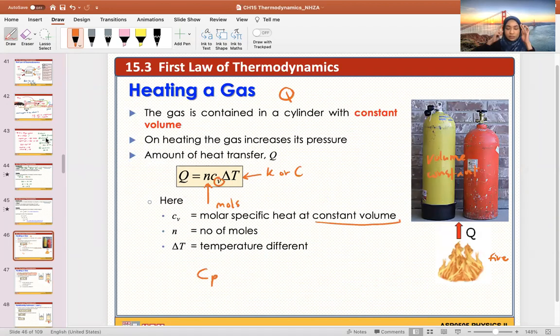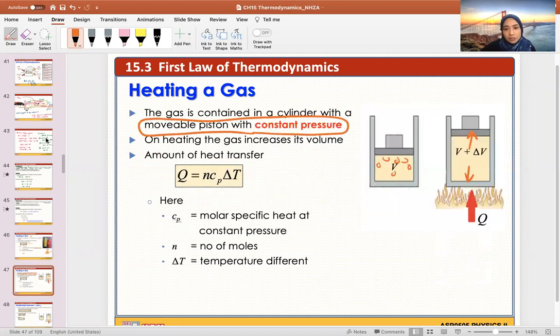So here we don't use CV. The volume obviously changes. CV is only for constant volume. When you have a volume that changes, do not use CV, obviously. So you use CP. Q equals NCP delta T. CP is the molar specific heat at constant pressure, N is the number of moles. Delta T can either be in Kelvin or in Celsius. But I prefer everything in Celsius. The answer is still correct even if you use Celsius. Moving on. So that is Q.